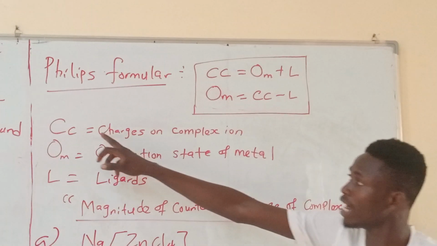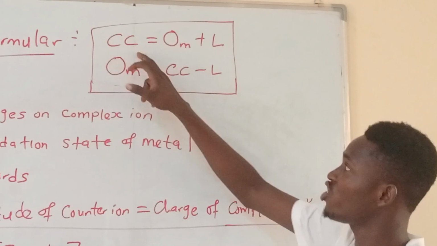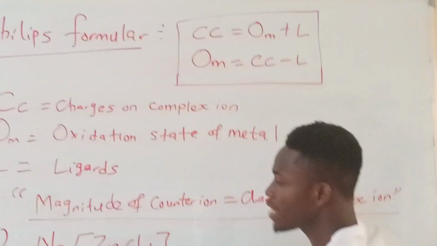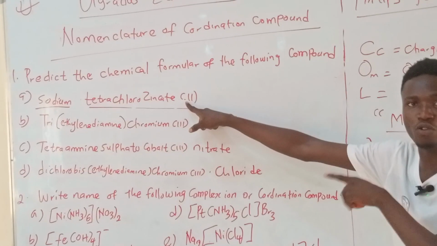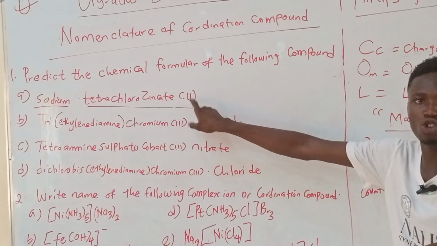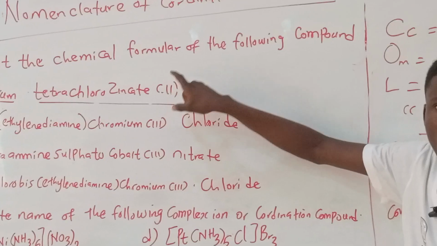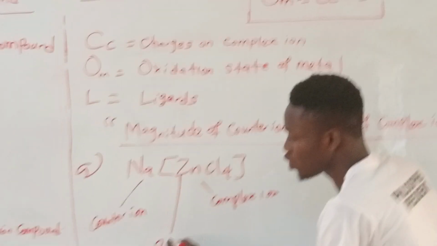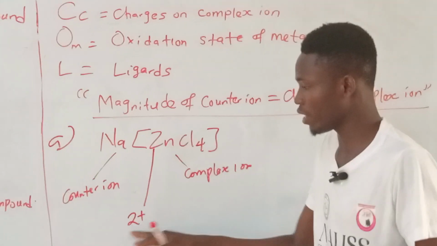This Cc means charges on complex ion. So charges on complex ion equals the oxidation state of metal plus ligand. So you have to get the oxidation state of metal. The oxidation state of metal must have been given to you in the name. That's what this 2 that I told you to neglect the other time is standing for. So this 2 is with respect to this zinc. So that's the OM, oxidation state of metal. That means what you have here is 2 plus. Don't forget that metals are electropositive. They are cations. That's why it's 2 plus.